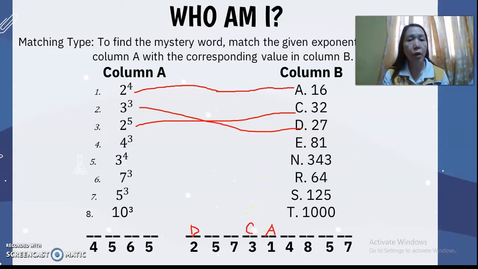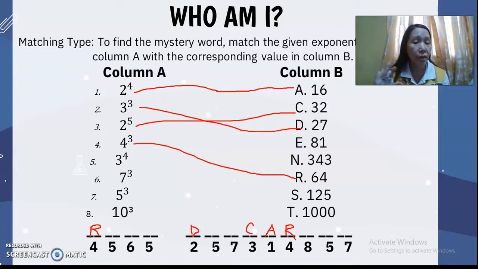Number 4, we have 4 raised to 3. 4 times 4 is 16, times 4 again, so that's 64. So that is letter R. We will write number 4 as letter R. So we have 2 4s here. Next, number 5, 3 raised to 4 means 3 times 3, 9, times 3, 27, times 3 again is 81. So that is letter E. Number 5 is letter E. If you notice, there are 4 5s here, so we will write all of them as letter E.